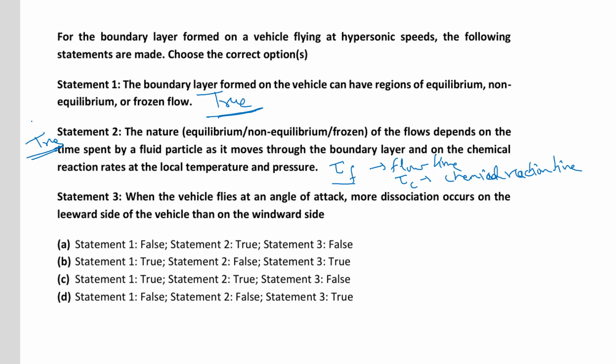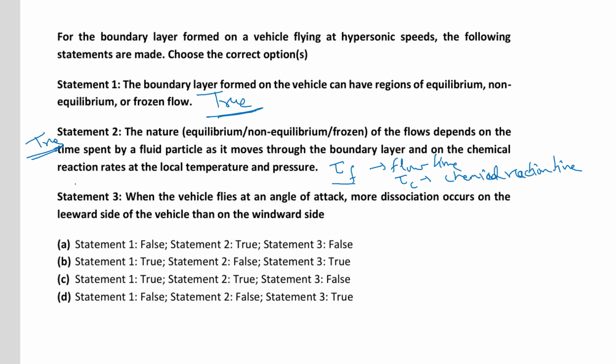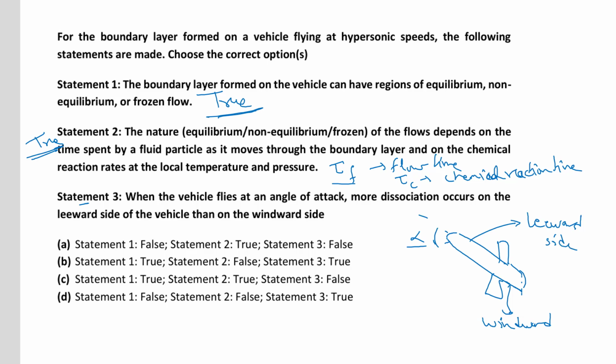Statement 3: When the vehicle flies at an angle of attack, more dissociation occurs on the leeward side of the vehicle than on the windward side. So let's say this is the vehicle. If there is some angle of attack, then this side will be the windward side and this side will be the leeward side.